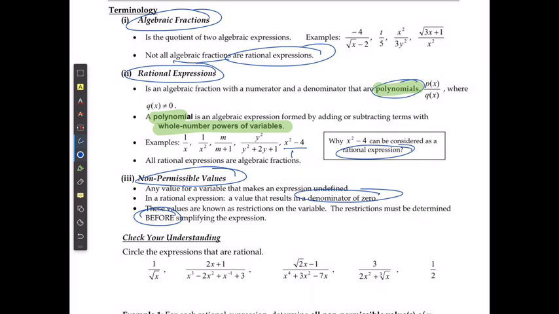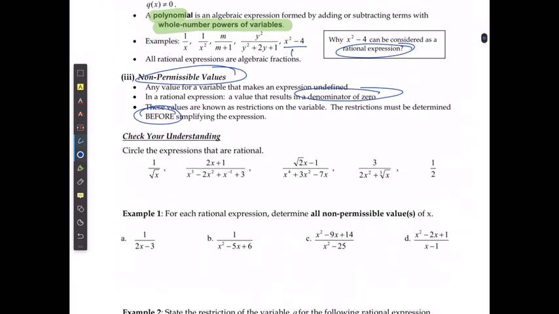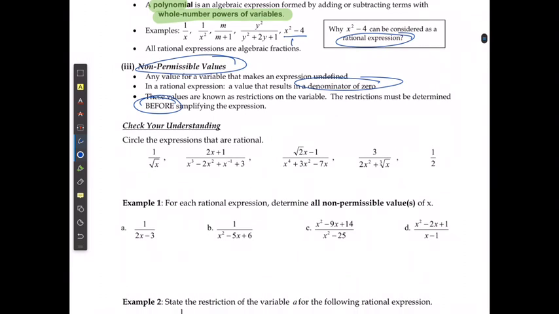So if I am circling the expressions that are rational, the first thing I'm going to do is look for expressions that are not rational and justify why. In the first case, if I have 1 over root x, this is irrational because I know that root x is the same as x to the power of 1 over 2, and that is not a whole number power.